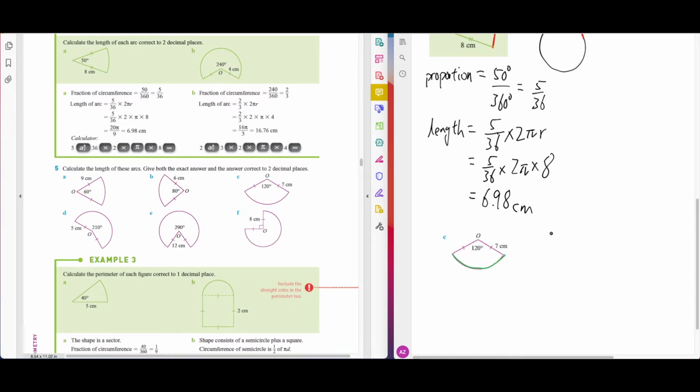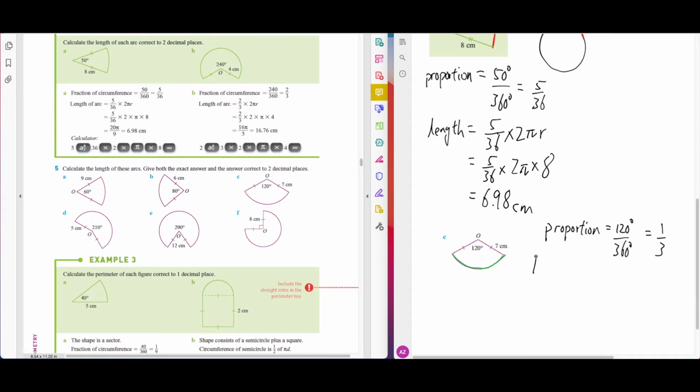Now step 1, find the proportion. So proportion is equal to 120 degrees divided by 360 degrees, which equals 1/3, right? So that means we know that this arc is going to be 1/3 of the circumference.